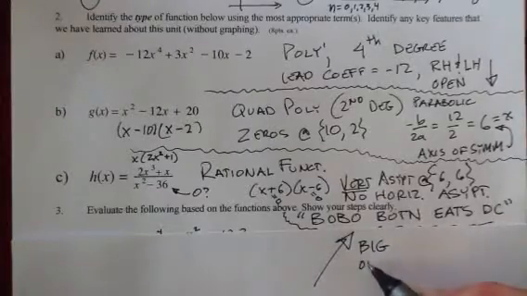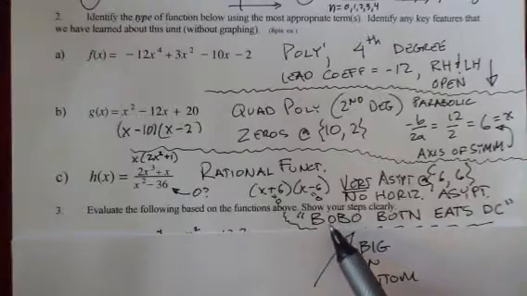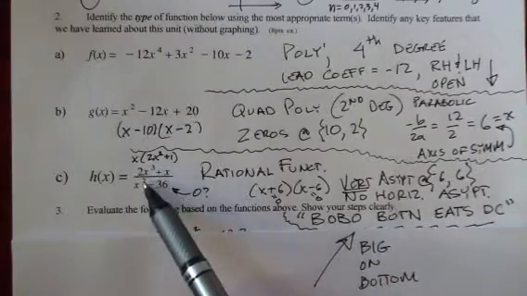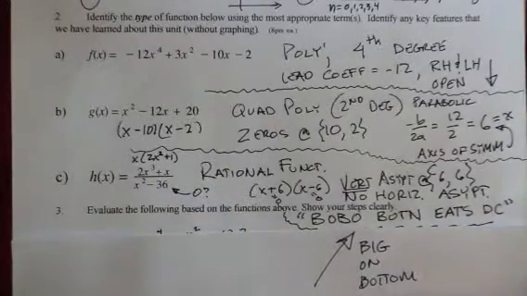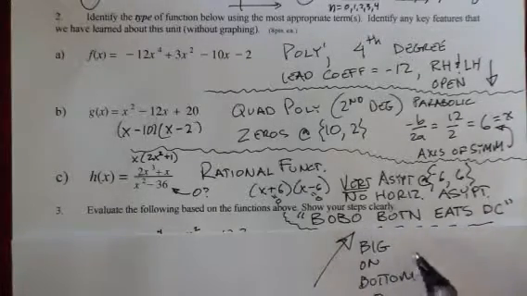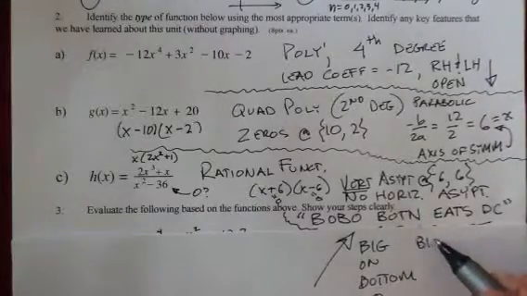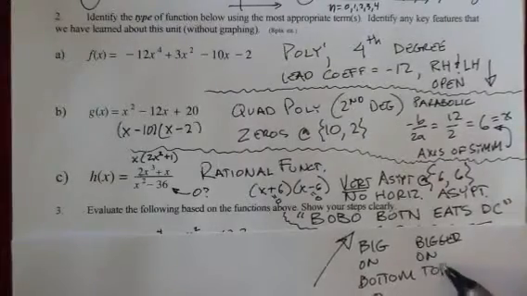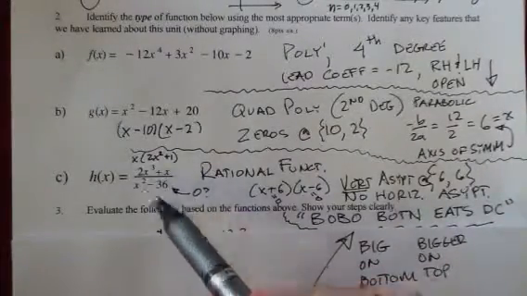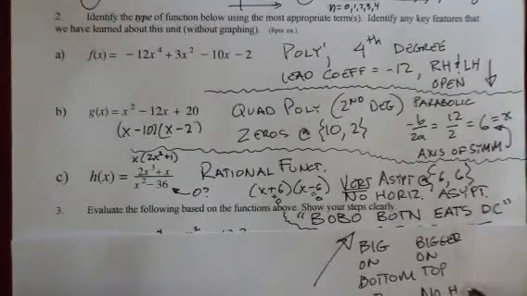bigger on bottom. Okay, that's the Bobo. Bigger on bottom. We're talking about the exponent. If it's bigger on the bottom, then you get 0 as your asymptote. So that O there is really a 0. Okay, if it's bigger on top, so if the exponent is bigger on top, which is true in this case, that exponent is bigger on top, then none. There is no horizontal asymptote.